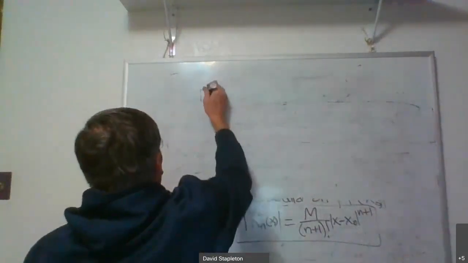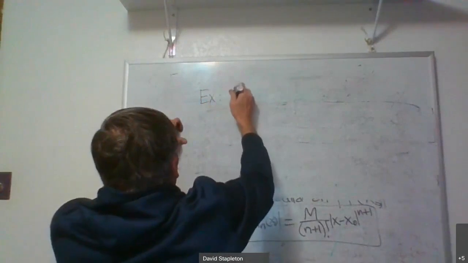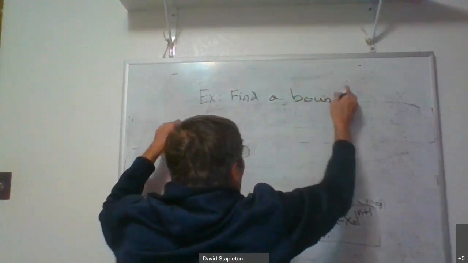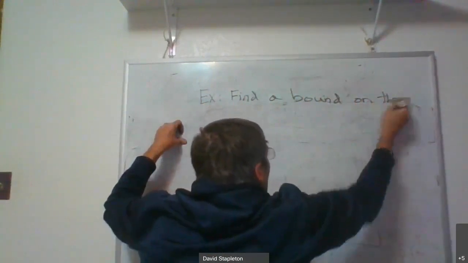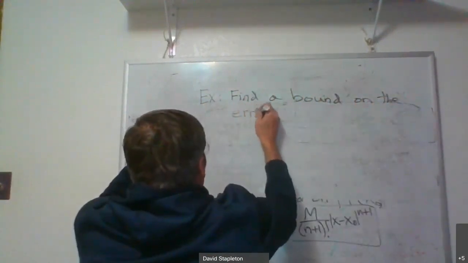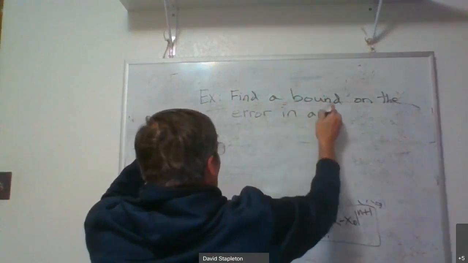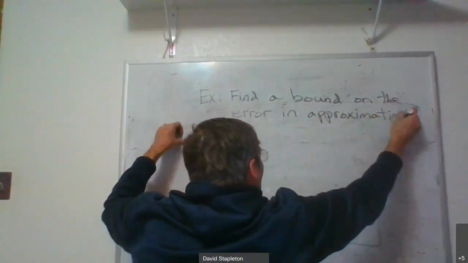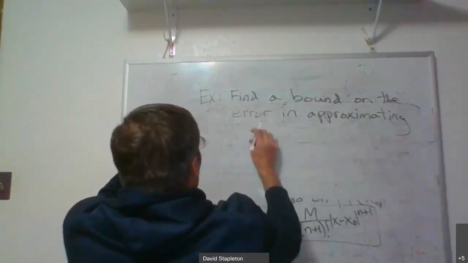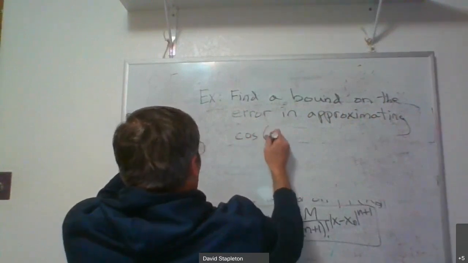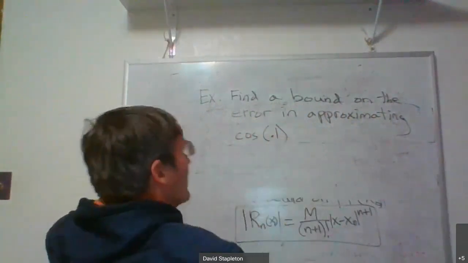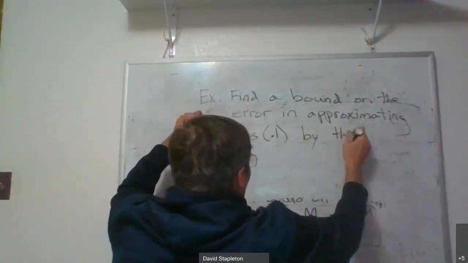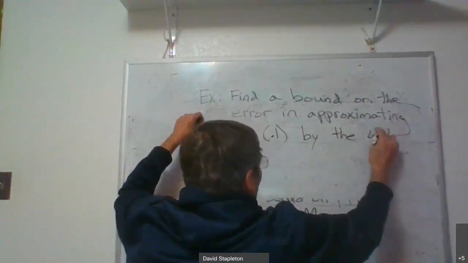All right, so here's an example. Find a bound on the error in approximating cosine of 0.1 by the fourth order Maclaurin polynomial.